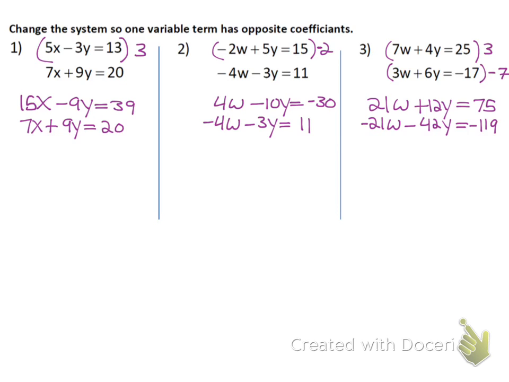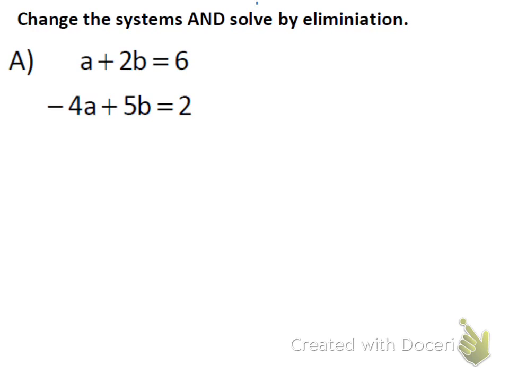So now that we've practiced that change step, let's do this all together. Our directions now say to change the system and solve by elimination. There's 4 problems here. I'm going to walk you through 2 of them in detail, and then I'm going to have you pause the video and try C and D, and then I'll walk you through those as well.